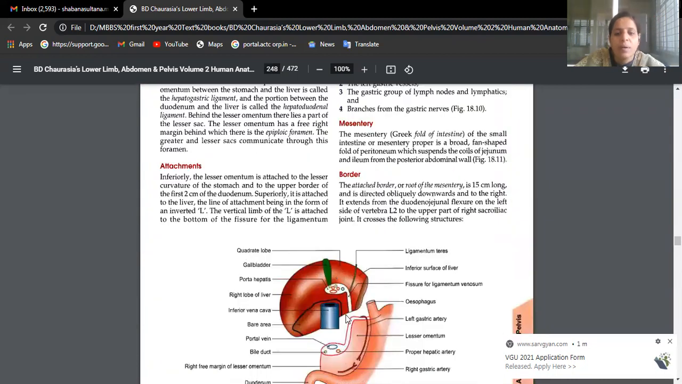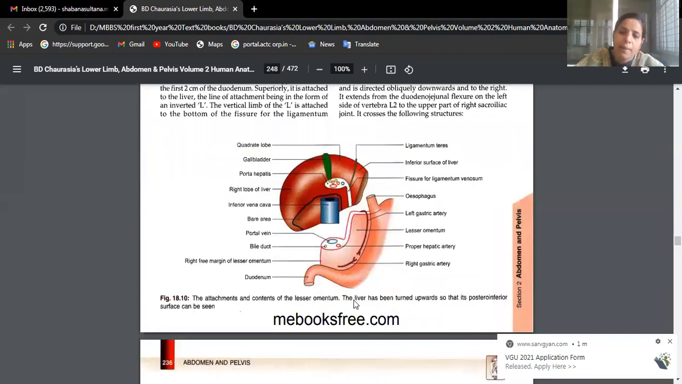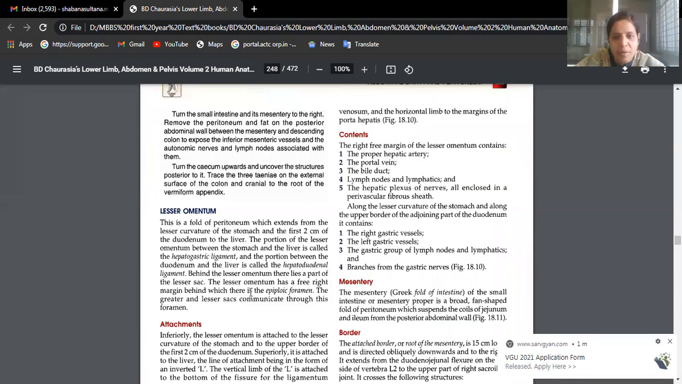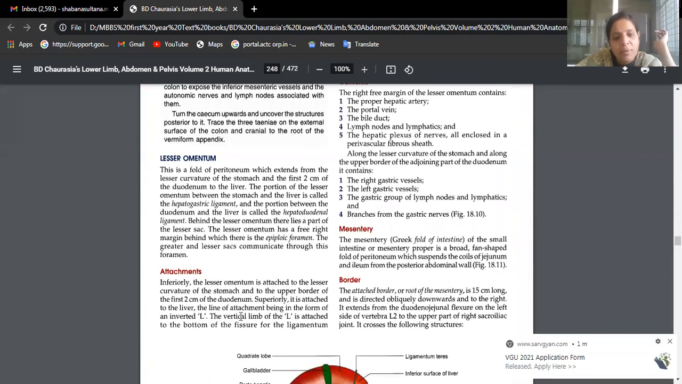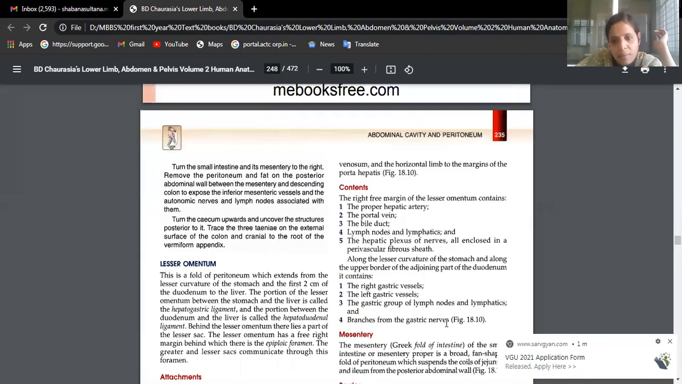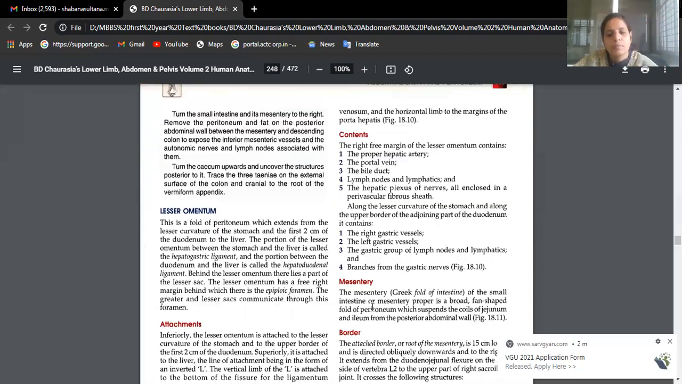So lesser omentum. The right free margin of lesser omentum shows an opening, that is the epiploic foramen, which helps in the communication of the greater sac and lesser sac. Whatever we have discussed is written here, till here. Apart from those blood vessels, we also find the proper hepatic artery, portal vein, bile duct, and lymph nodes. Lymph nodes and gastric nerves are present everywhere.